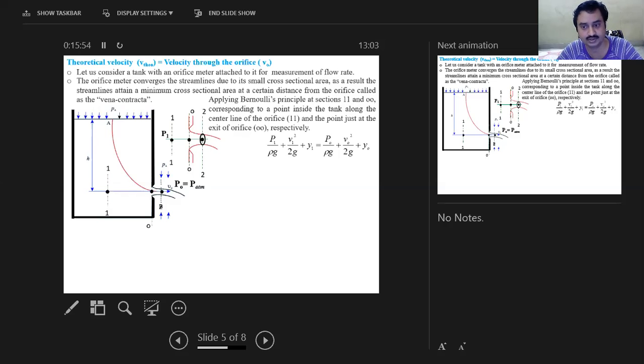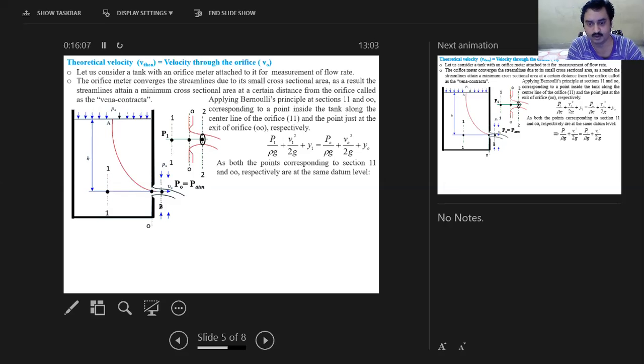If I apply Bernoulli's theorem, my equation will be this one: P1 by rho g, the pressure head, plus velocity head plus datum head at the point 1, is equal to the total head at the point 0. Now you can see that both the points, on section 1,1 and section 0,0, are at the same datum level from the bottom of the tank. So I can neglect the datum head, that is y1 and y0, leading to this expression.